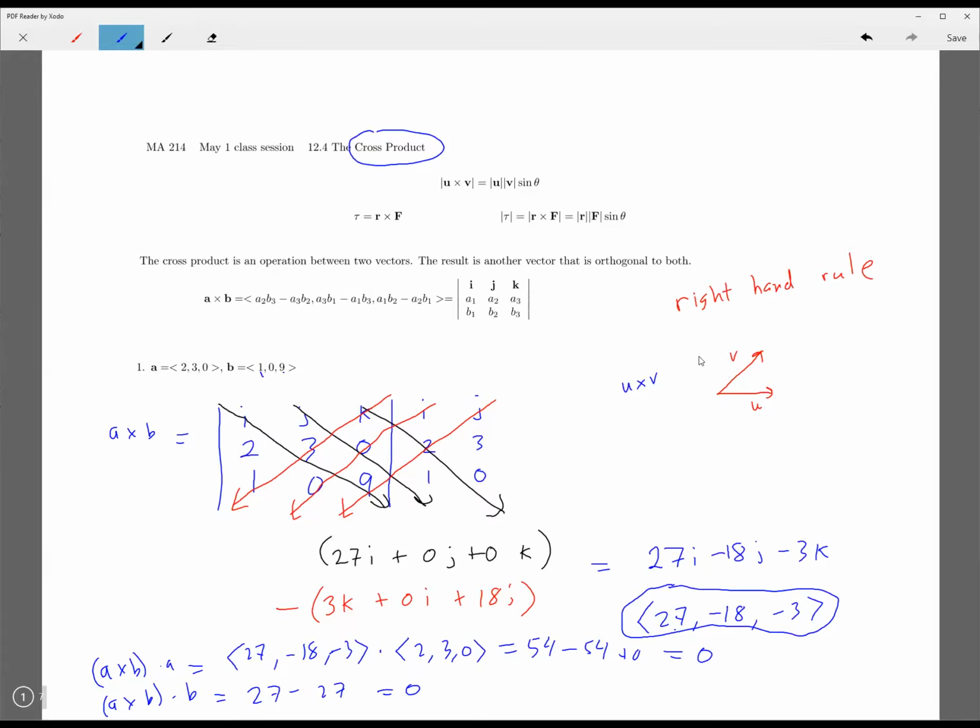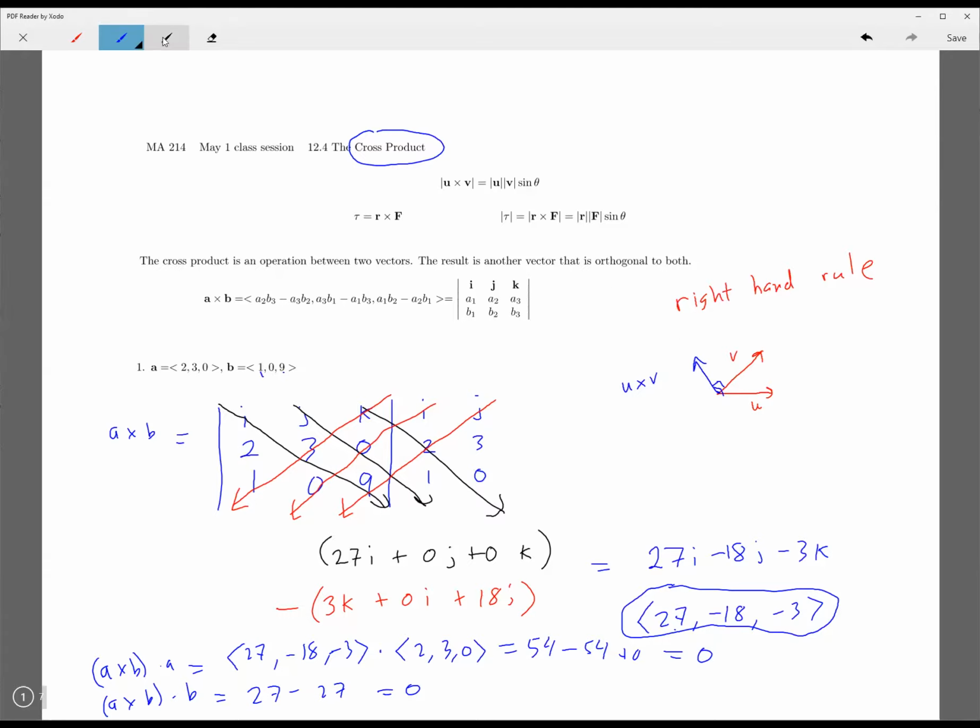If you trace your fingers from U to V, then your thumb is going to point upwards, right? And so U cross V is going to come up like that. Okay, and it's going to be orthogonal to both U and V, and it's going to point up this way.